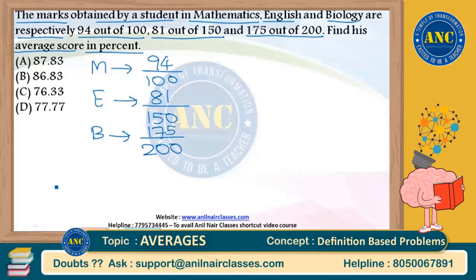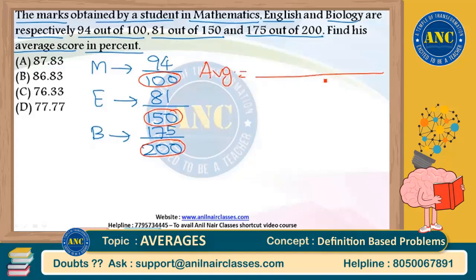I have seen so many students using this kind of methodology and wasting time. They have denominators as 100, 150 and 200. They will try to take the LCM and make a common denominator. You can do it, but it is not required, sir. You can just do it very easily and get the answer very fast.